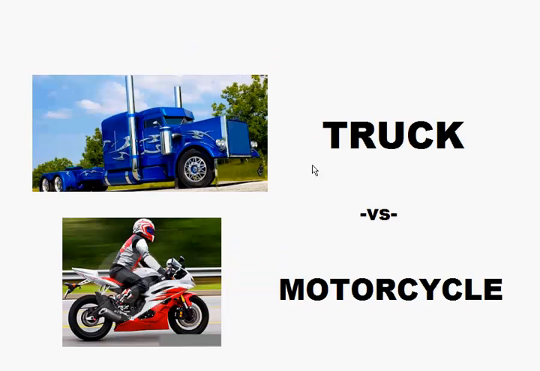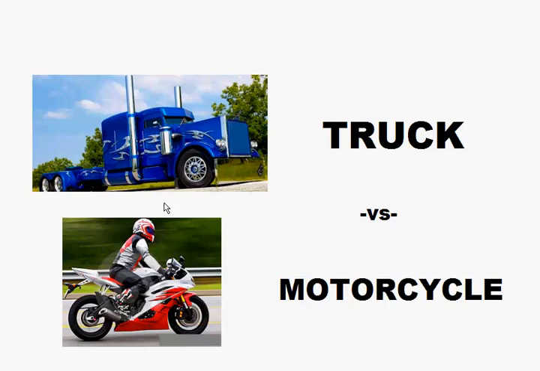Here's an example of two objects that have very different inertia. A truck versus a motorcycle. The truck has lots of kilograms of mass. The motorcycle has fewer kilograms of mass. The truck has lots of inertia. The motorcycle has a lower amount of inertia. If a truck is at rest, it's harder to get the truck moving. If the motorcycle's at rest, it's easier to get the motorcycle moving. You could push a motorcycle, but a truck, you probably need some help to push it.